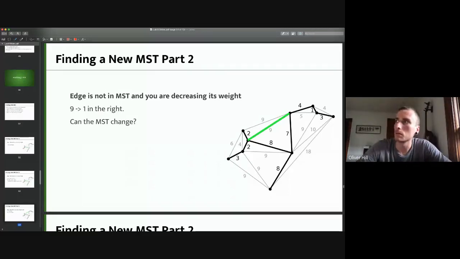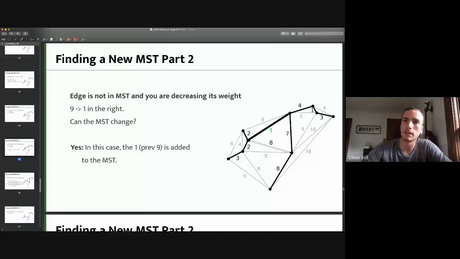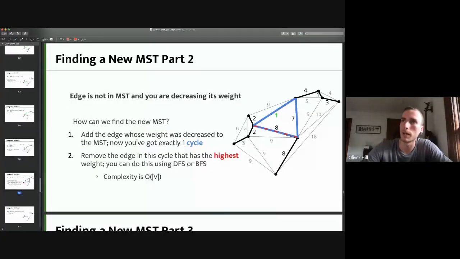Yeah, so we now have an edge that is lower cost than it was before, so we need to reevaluate what we're doing for our MST. In this case, it's added to the MST, and here's a way to decide whether we add it or not. We add the edge whose weight was decreased to the MST. So the first thing you do is add this edge that decreased from 9 to 1.